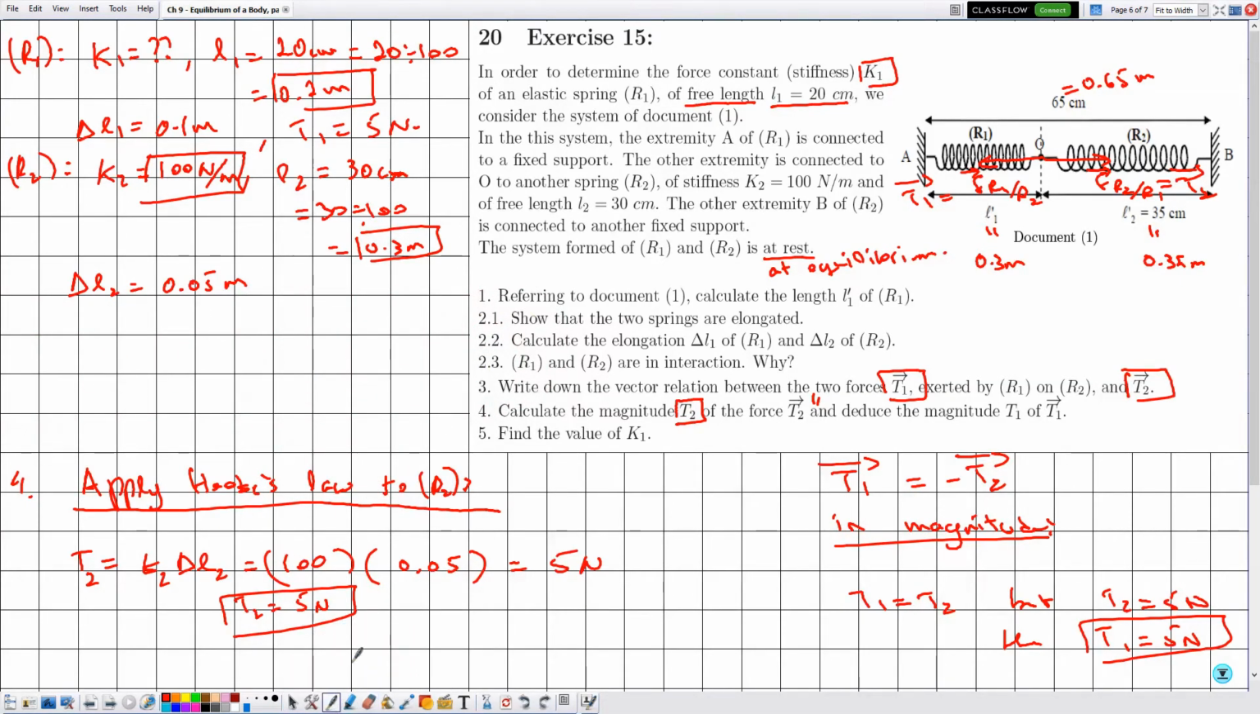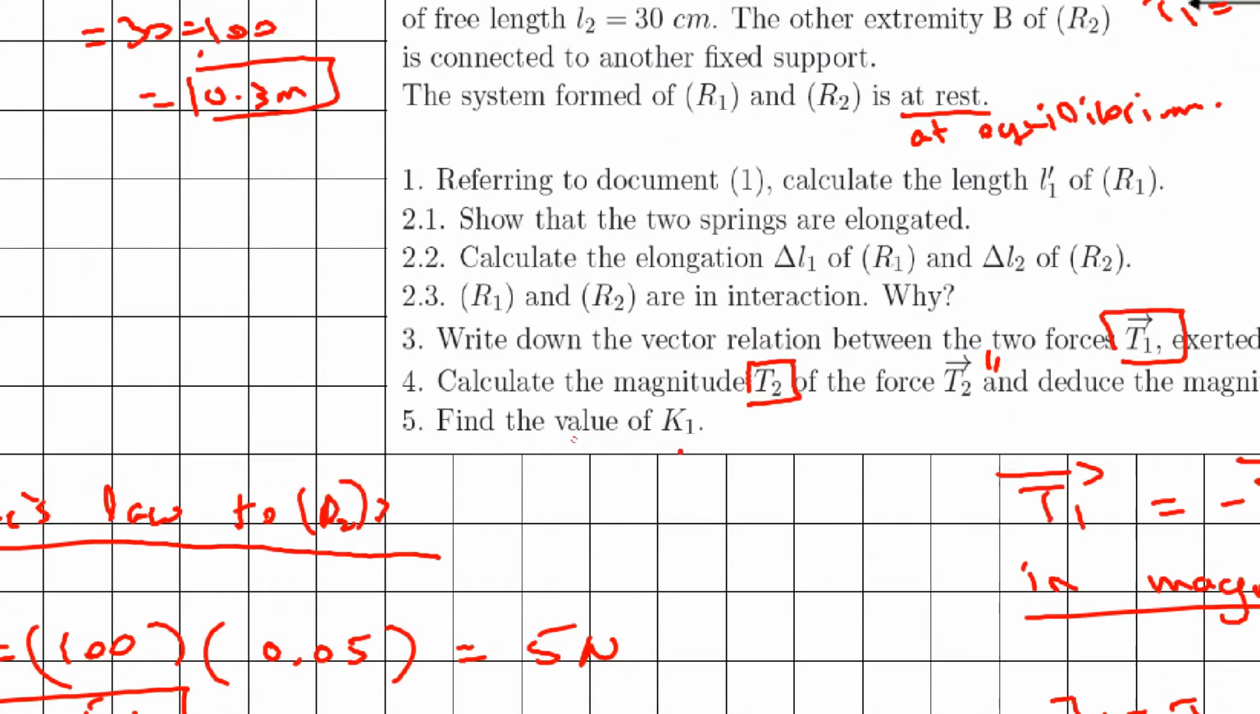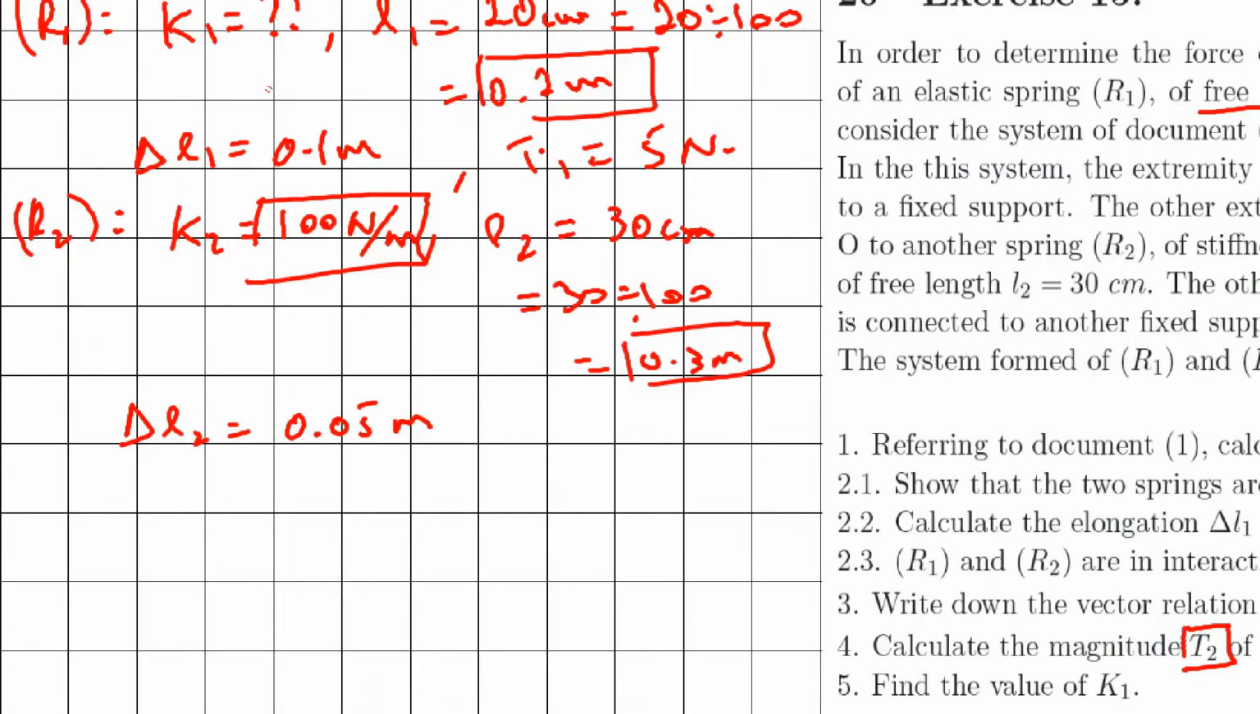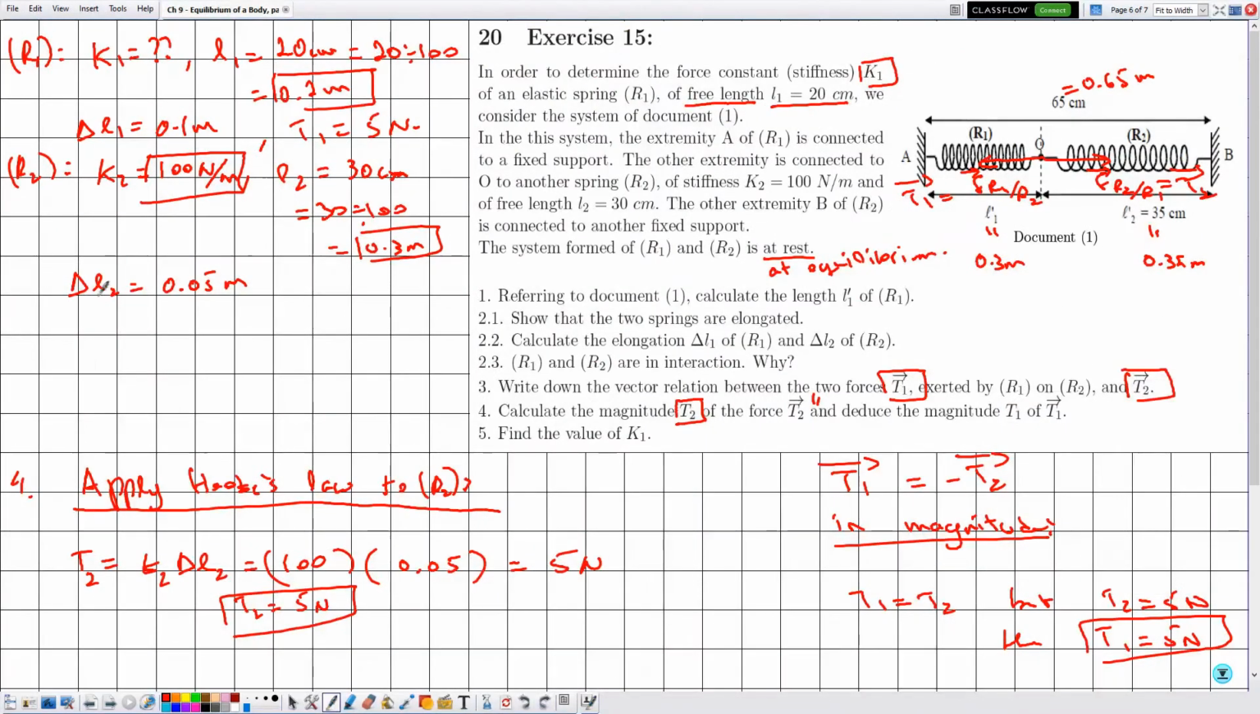Now finally, in part 5, they are telling me to find the value of K. This is straightforward using Hooke's law, because now we know the value of T1 and we know the value of delta L1, so we can determine K1. Then let me say apply Hooke's law. So here, because we have two springs, let me say apply Hooke's law to R1.